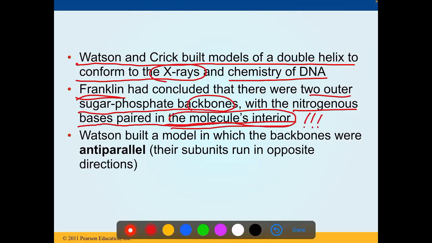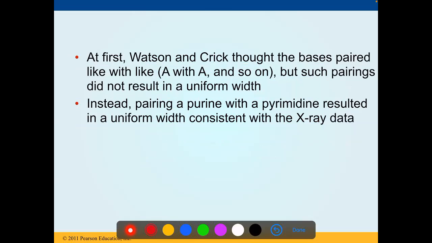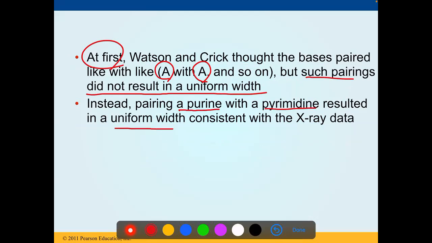And then I think Watson proposed the model that these two phosphate backbones are going anti-parallel. That was their idea. About base pairing, at first Watson and Crick thought that A pairs with A, C pairs with C, or something. But such pairing doesn't result in a uniform width of the base stacking. So they came up with pairing a purine with a pyrimidine, resulting in a uniform width consistent with the X-ray data.